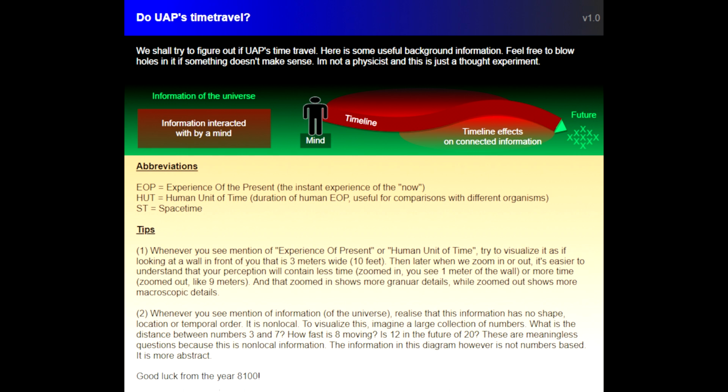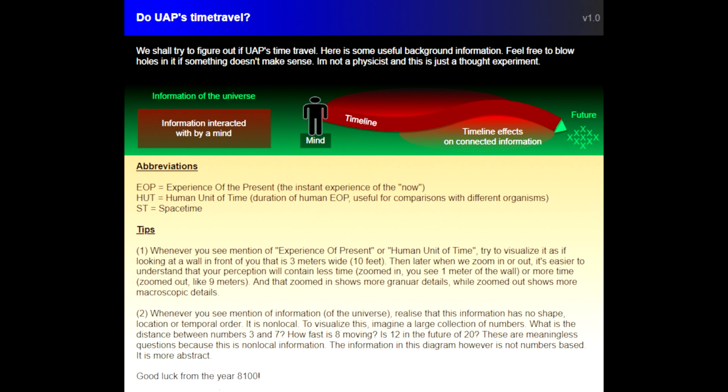ST equals space-time. Tips. 1. Whenever you see mention of experience of the present or human unit of time, try to visualize it as if looking at a wall in front of you that is 3 meters wide, 10 feet. Then later when we zoom in or out, it's easier to understand that your perception will contain less time.